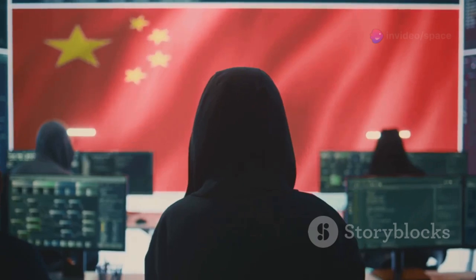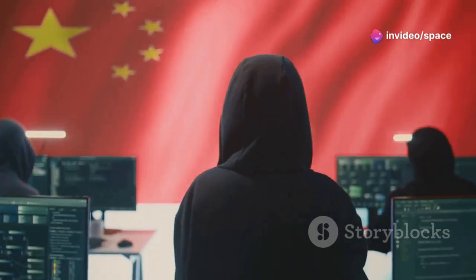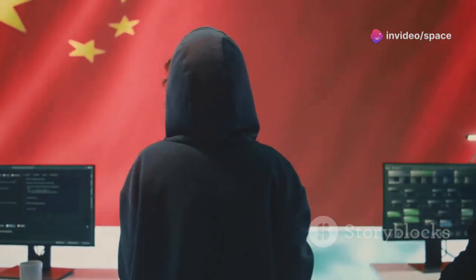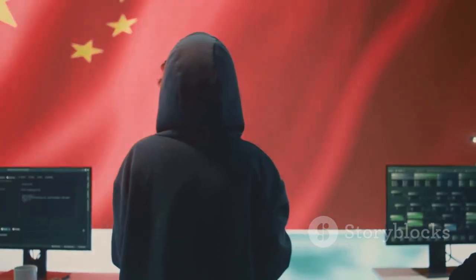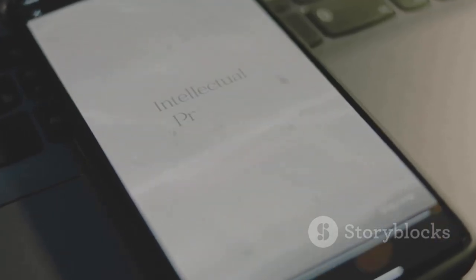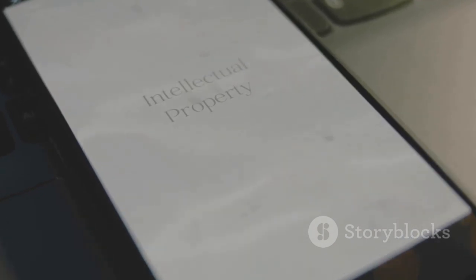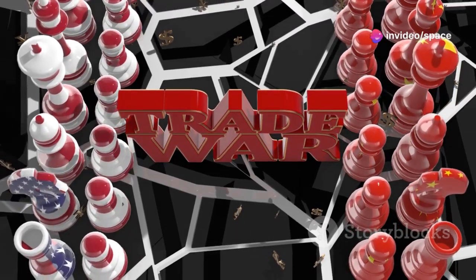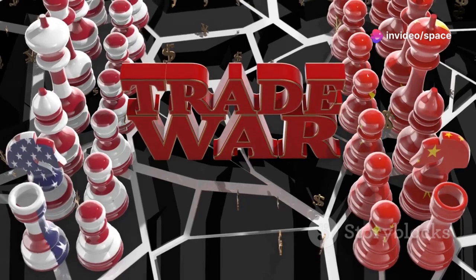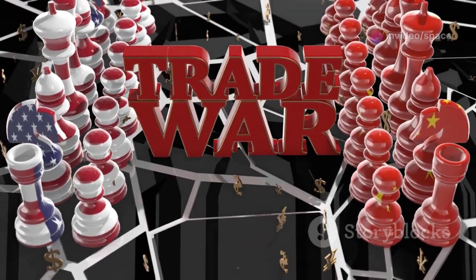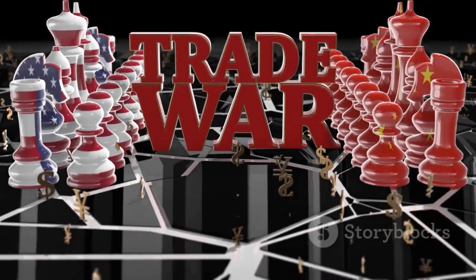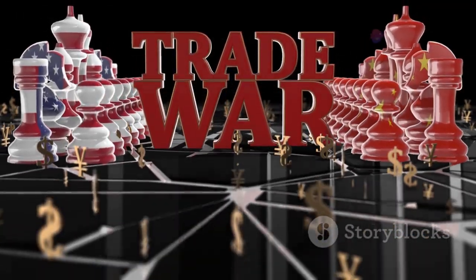The U.S. accused China of stealing intellectual property from American companies. This included everything from software to advanced manufacturing techniques, which the U.S. claimed was costing American businesses billions of dollars. This forced technology transfer, where American businesses operating in China were pressured to share their technology, was a major point of contention. American companies felt they were being coerced into giving up their competitive edge.